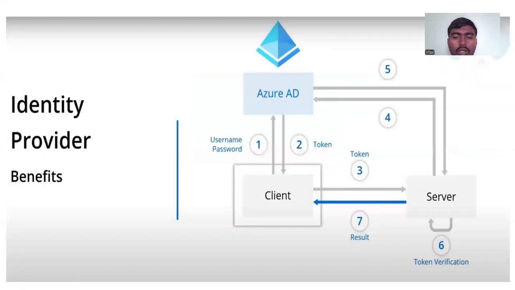So let me talk about how Azure Active Directory does this. Initially, the user sends his username and password to the Azure directory, and then the Azure directory sends a token to the client. Following that, the client gives this token to the server to access the server. Then the server sends this token to the Azure directory and fetches some details, and then it verifies the token and the data sent by the Azure directory. Once the data is verified, the server gives the client access to the content.